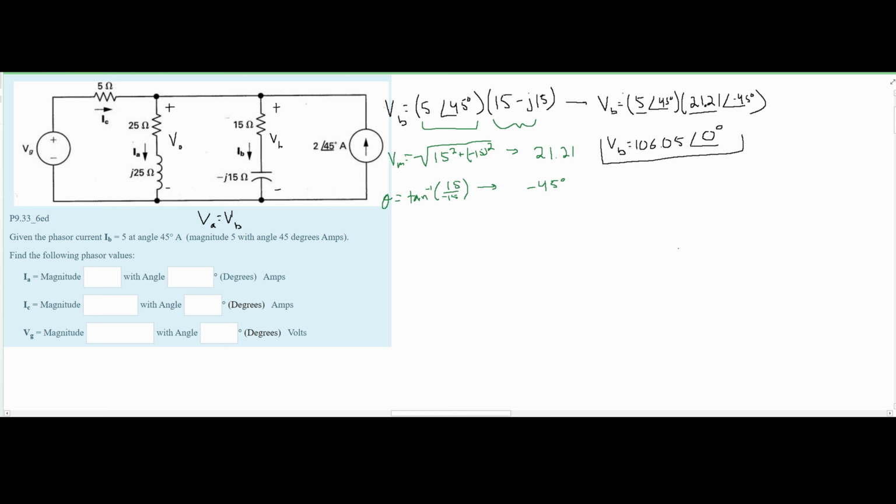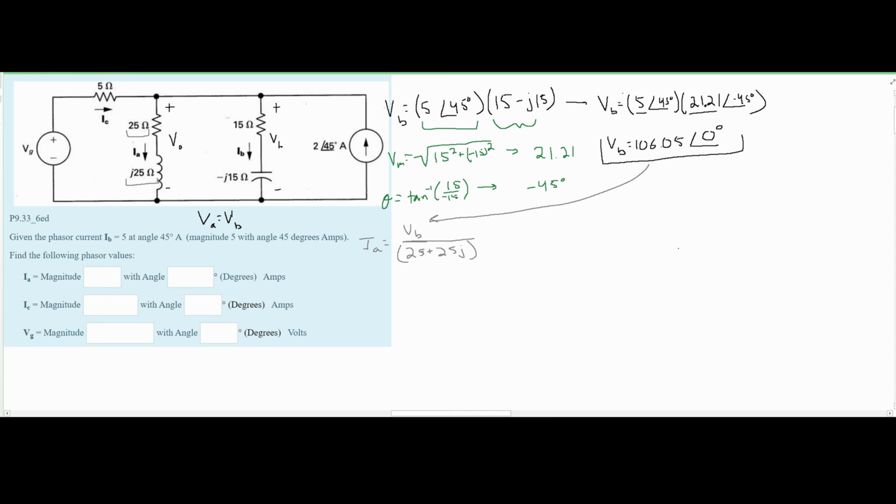However, this is not the answer. Remember, we want to find I of A. So we can plug this into our Ohm's law, say that I of A is equal to our V of A, which is equal to our V of B, so we'll just write V of B over the resistance at A. For our resistance at this part right here, this is our I of A, we have our 25 ohm resistor and our J 25 ohms for the inductor. So this is going to be our setup, and we can just plug our V of B into here.